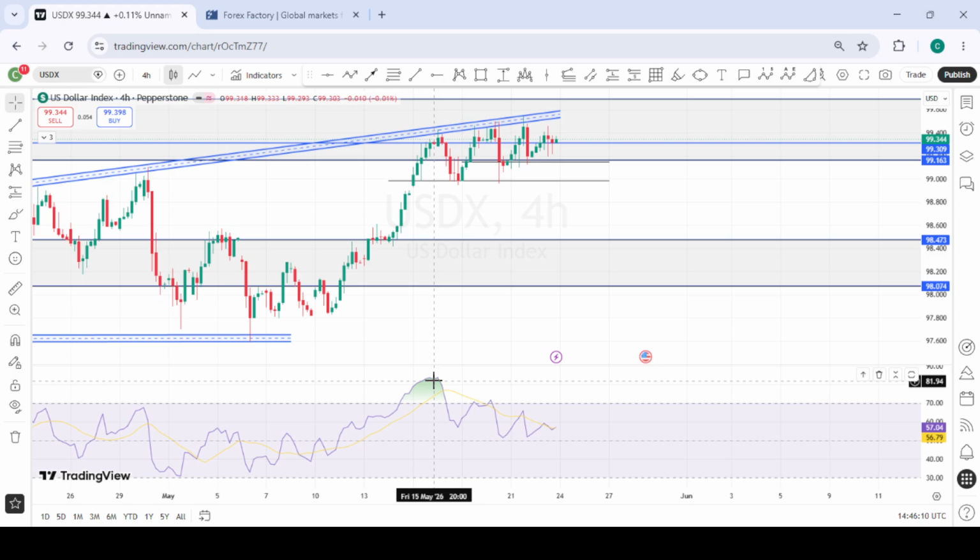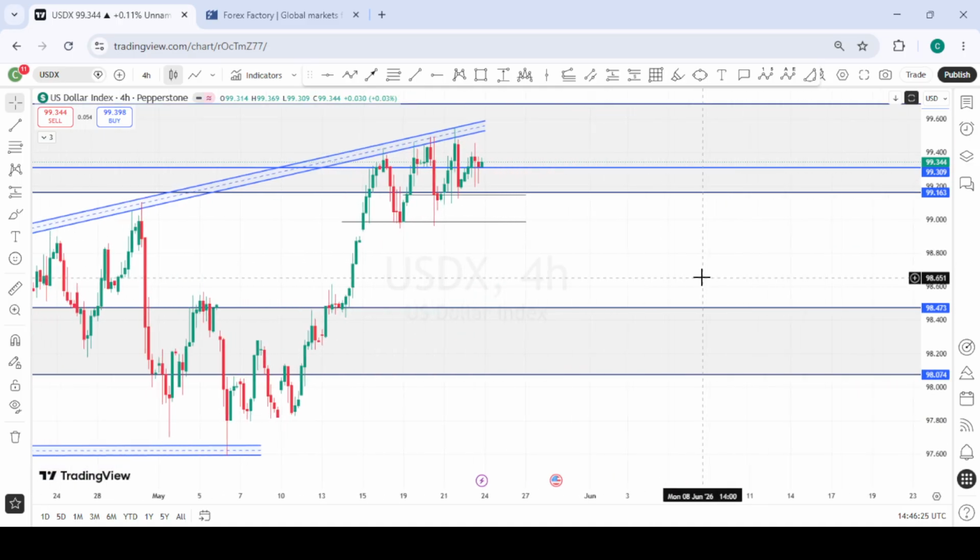But then if you look at the RSI, you can see lower high, lower low, lower high, lower low, lower high, lower low, which is a divergent view of what is actually happening on the actual chart, and it's a sign of a reversal to the downside. So going into next week, we are looking forward to a daily structure shift.